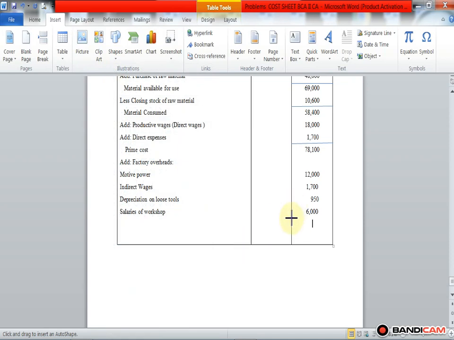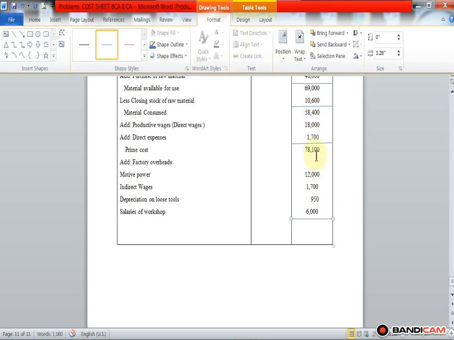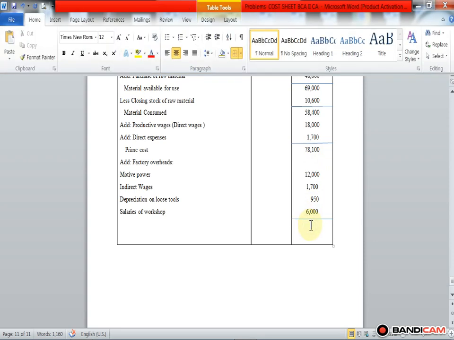Here total of all factory overheads, added in prime cost, we get rupees 98,750. Okay, 98,750 is work cost. We find out the work cost or factory cost by adding the factory expenses in prime cost. We get work cost or factory cost.